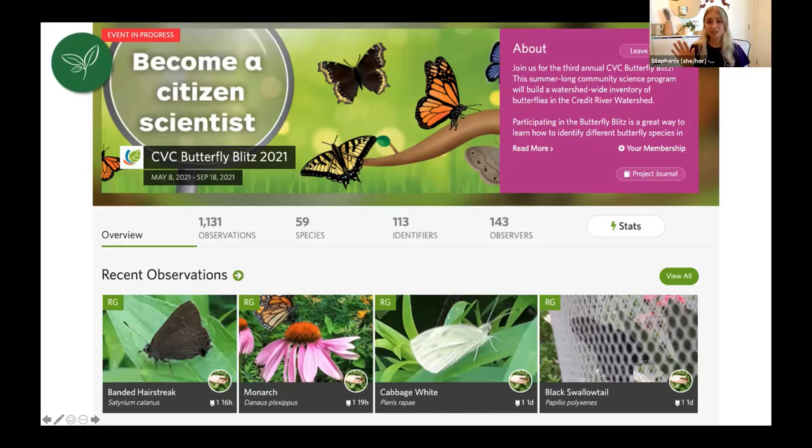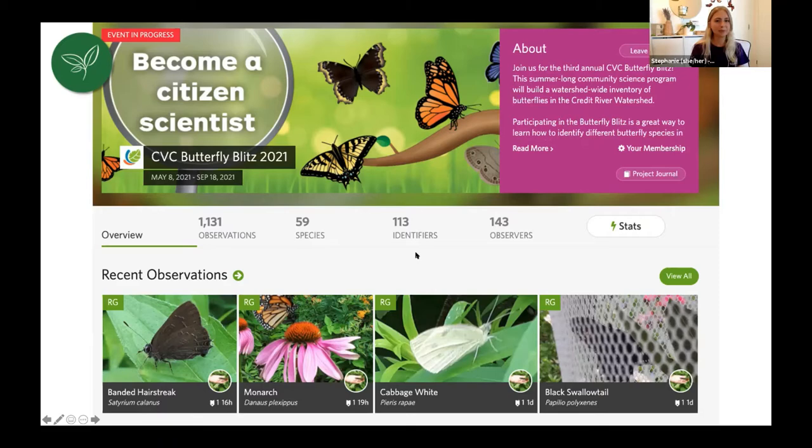You can use it for tracks and scat, which is always funny. I always like to tell people you can take pictures of poop on the ground, and it will try to identify what species that came from. It will identify any kind of mammal, bird, anything like that. So plants as well. So I really suggest getting on there and joining this BioBlitz.